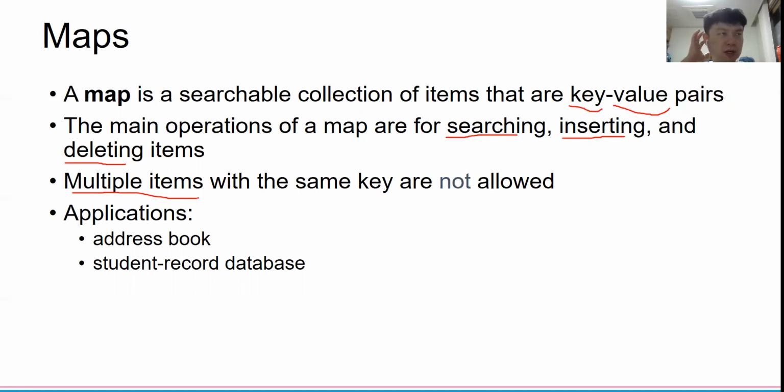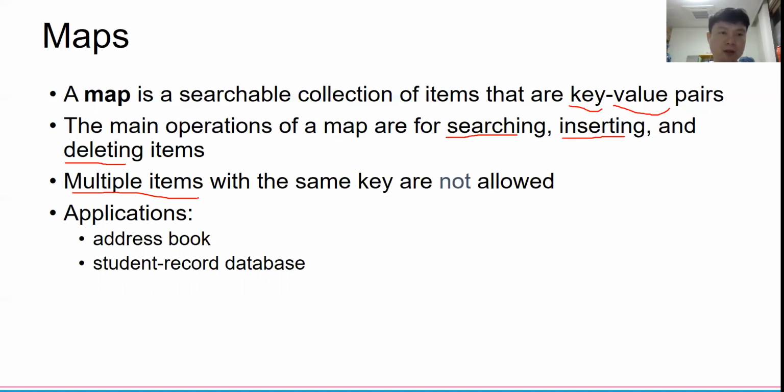There might be another way to use the data structure, not using a map, but for a map we have only one item for one key. Later, if you learn about maps, you can use it for an address book, for example, where one person stays in one house, so that's the assumption. Or a student record database, where one student might be related with one kind of study.